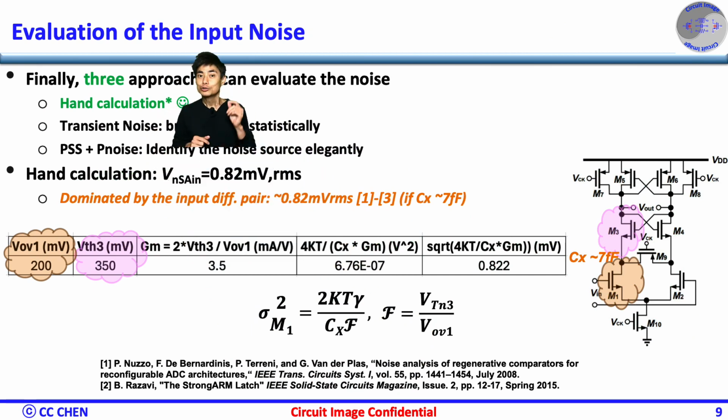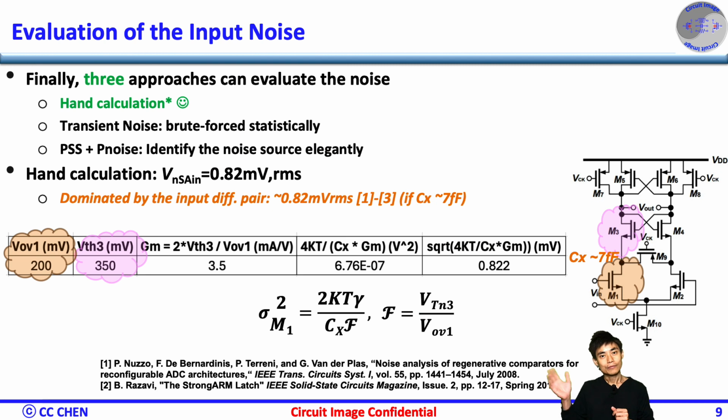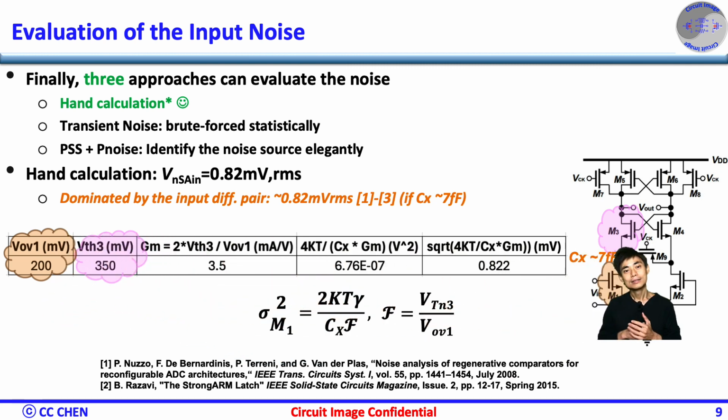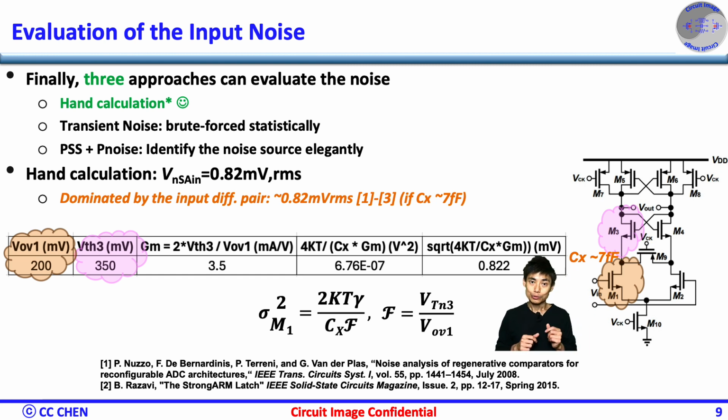Correct. Then you should go back to the fundamental noise model from the literature or textbook. From the reference, we know all the parameters here from the operating point of the sampler. Then it's easy to do a quick hand calculation without any surprise shown here. The calculated input referred noise is 0.82 mV from the input differential pair, which is slightly lower than the values of the PSS plus Pnoise or Trannoise.